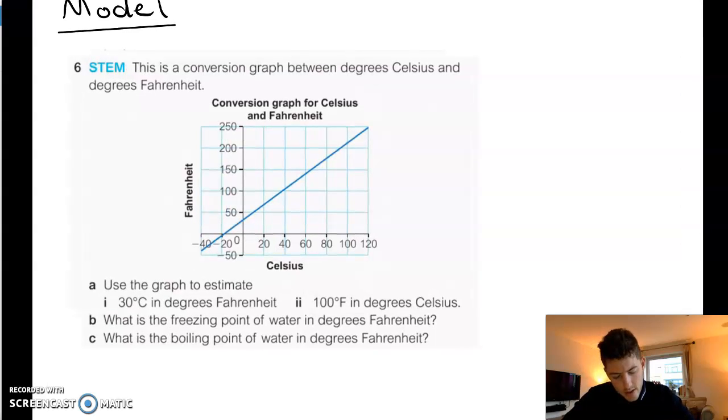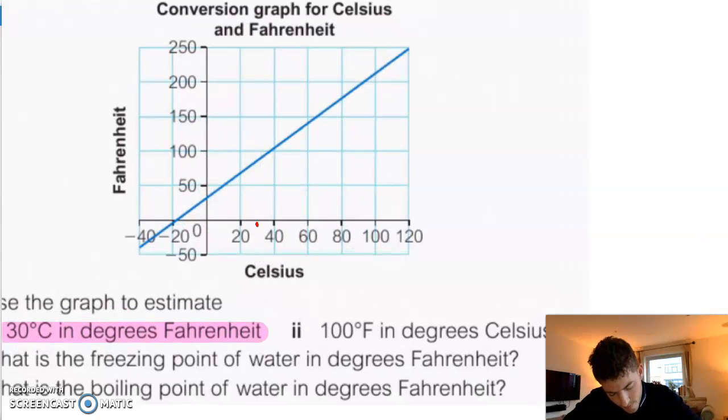Here's a graph. So in degrees Celsius and degrees Fahrenheit, use the graph 30 degrees Fahrenheit. So 30 degrees Fahrenheit is going to be roughly here, well, 30 degrees. I've read the question wrong, my mistake. What's 30 degrees in degrees Fahrenheit? So 30 degrees is going to be here. We're going to go up along, and then up along our graph. And I'm going to say roughly 75 degrees Fahrenheit.